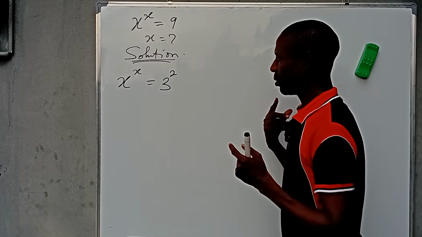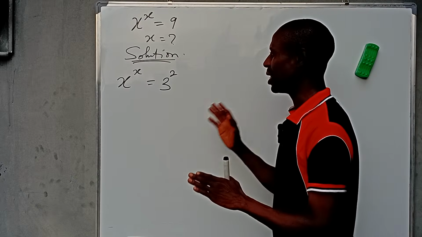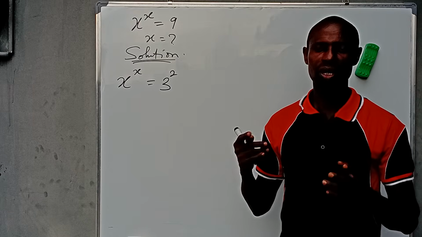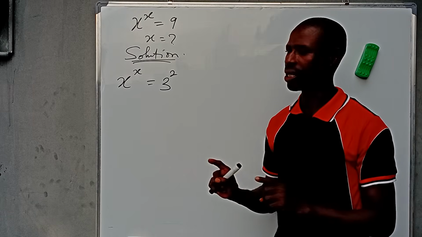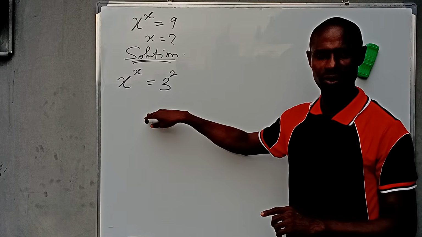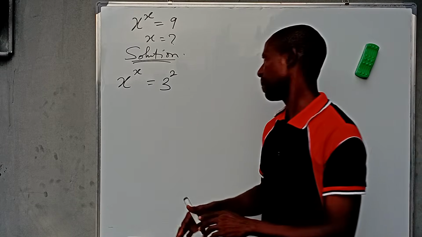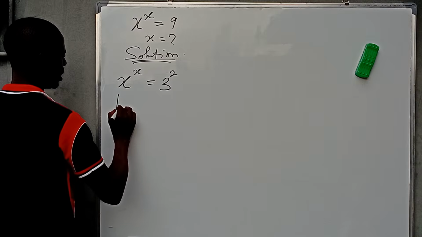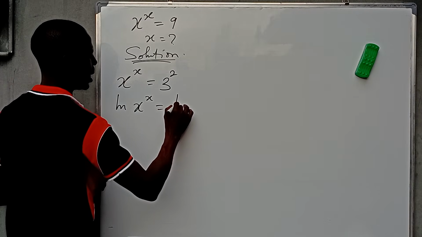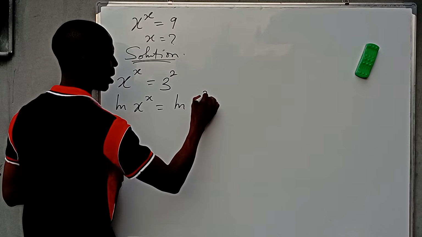Okay, so what we just have to do here is ln both sides of the equation, or we take log to base 10. Okay, but because of the product log we evoke in the process, I want to ln both sides of the equation. So we are taking ln base e. This is going to give us the ln of x raised to the power of x equal to the ln of 3 raised to the power of 2.